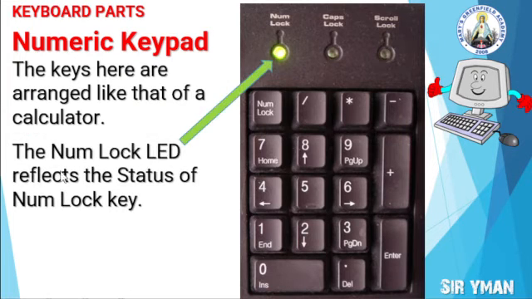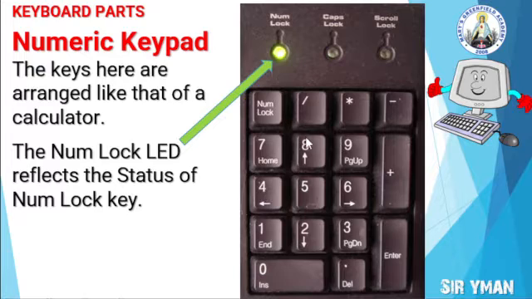Alright, by the way, the numlock LED over here on top of the numeric keypad, you can see here, it's switched on. Nakailaw, di ba? This is called the numlock LED. It reflects the status of your numlock key. If it's not switched on, if this is not lighted up, the numeric keypad won't function. Instead, the cursor and navigation keys will function.